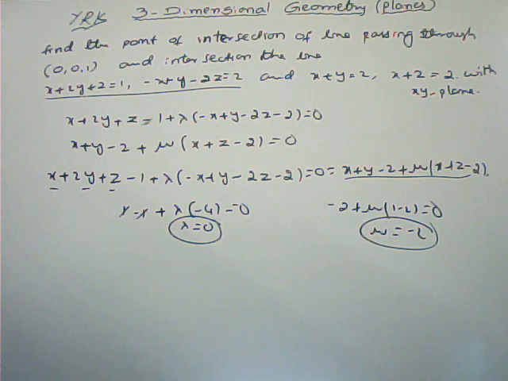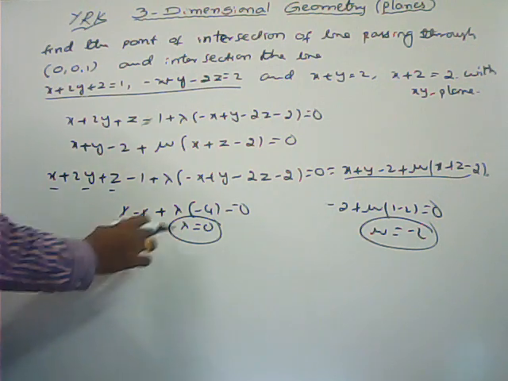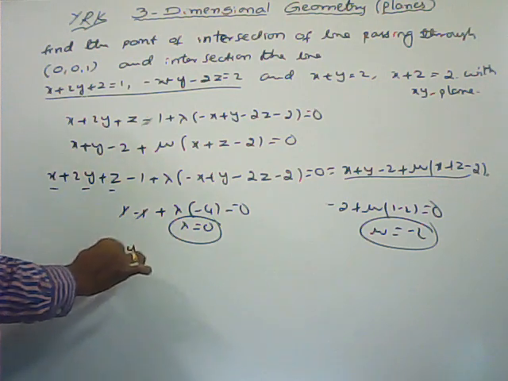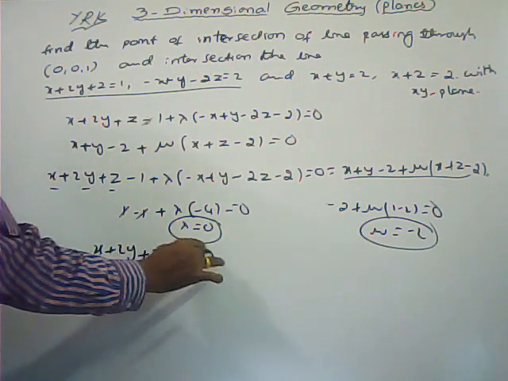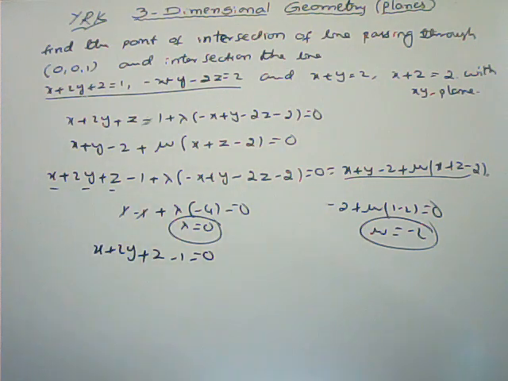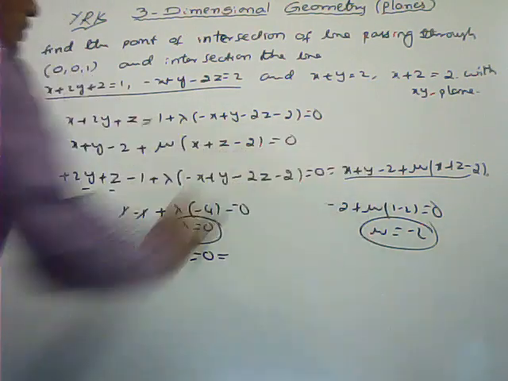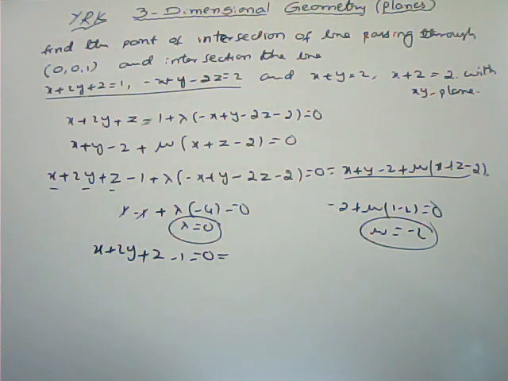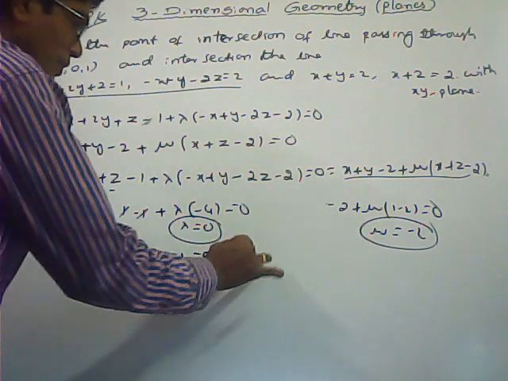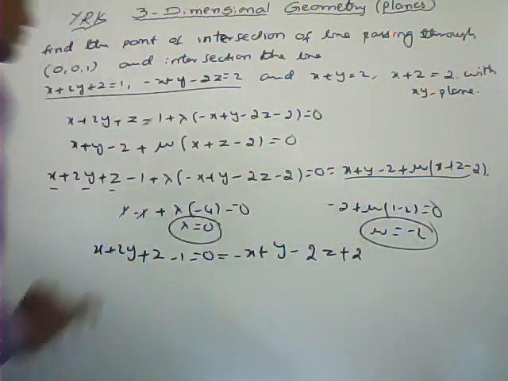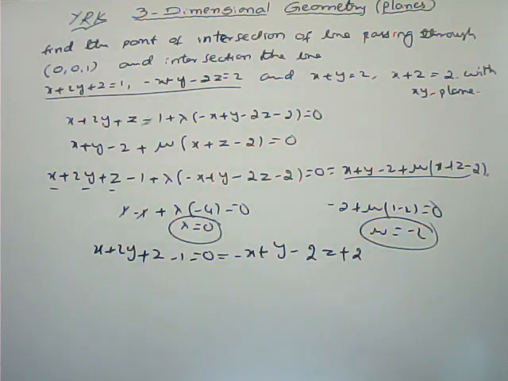Hence the equation of the line, by putting lambda equal to 0, is x plus 2y plus z minus 1 equals 0. And here put mu equal to minus 2 and simplify that one. Here we can get minus x plus y minus 2z plus 2, that is the required equation of the line. So write it down in the symmetric form. How to do this one?